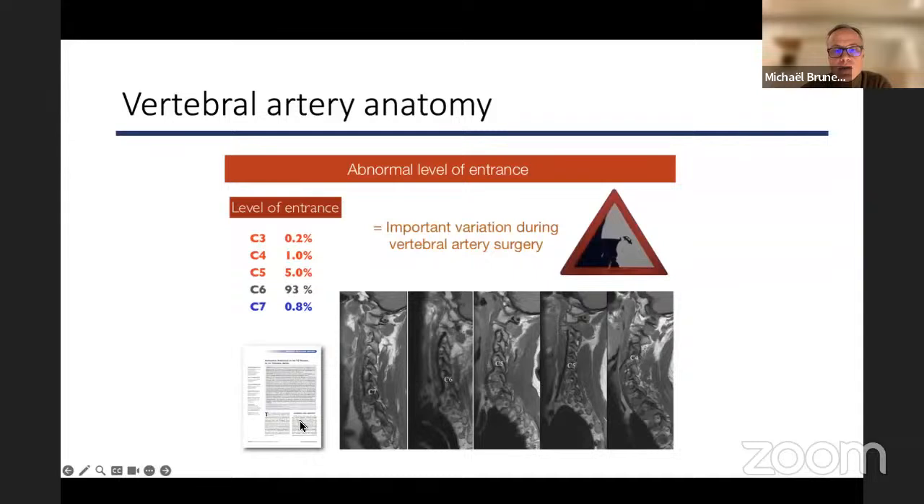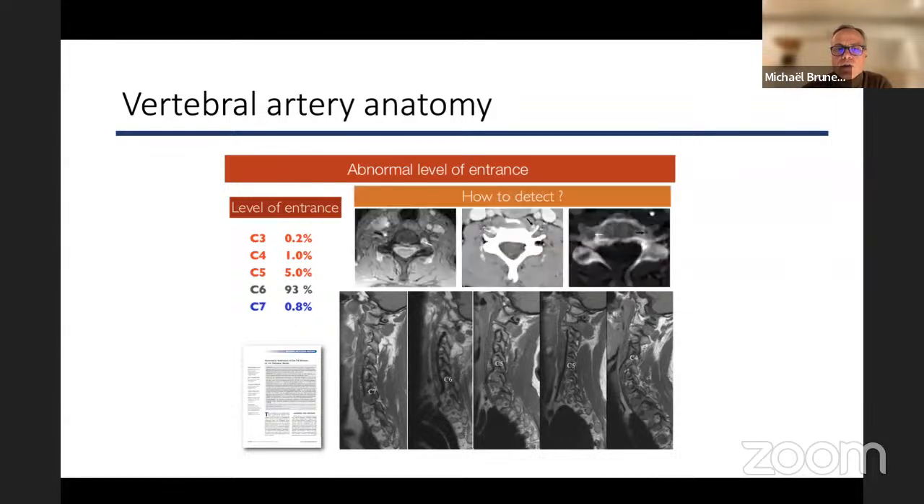Normally, as you know, the vertebral artery enters the C6 transverse foramen. It is the case in 93% of the patients. But the vertebral artery can enter above into C5 in 5% of the patients, into C4 in 1% of the patients, and even more cranially in C3. Anecdotally, the vertebral artery can also enter into the C7 transverse foramen, but it has less consequences from a surgical point of view.